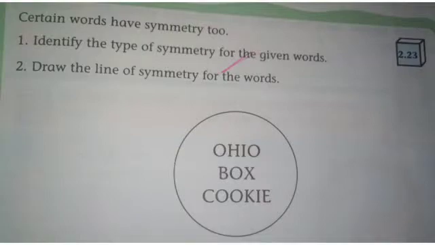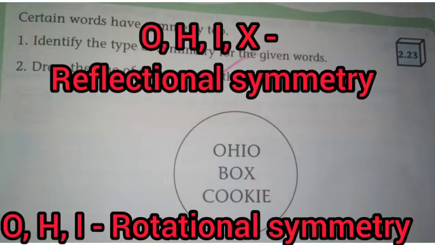Next, activity 2.23. Certain words have symmetry too. First one, identify the type of symmetry for the given words. 3 words are listed below inside the circle. We have to find which letters come under reflectional symmetry and which letters come under rotational symmetry. From all these letters inside the circle, OHIX shows reflectional symmetry and OHI shows rotational symmetry. The remaining letters do not show reflectional or rotational symmetry.